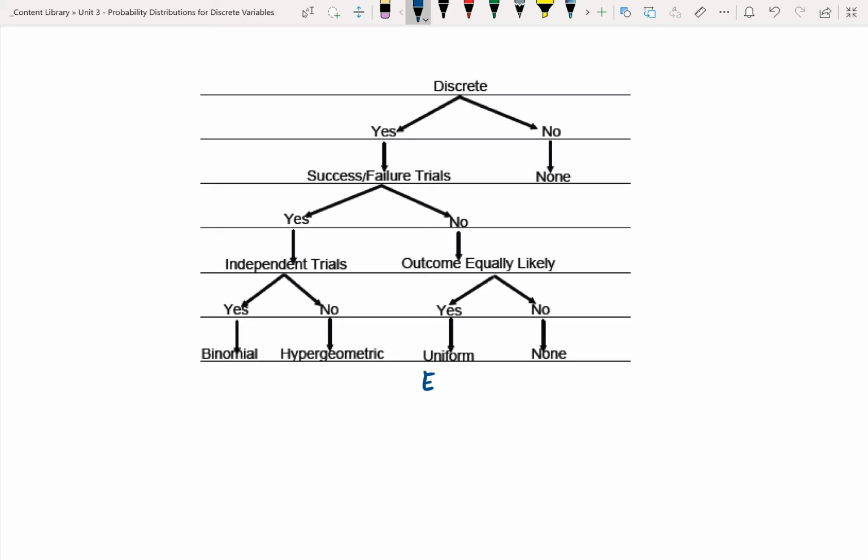So we have our expected value formula of the sum of each outcome times the probability of that outcome, and our probability formula is equal to 1 over n. If the outcomes are not equally likely and it's not a success or failure trial, there is no specific type of distribution. It may be something like the lottery questions that we looked at in the past, so you don't need specific values except for the expected value formula.